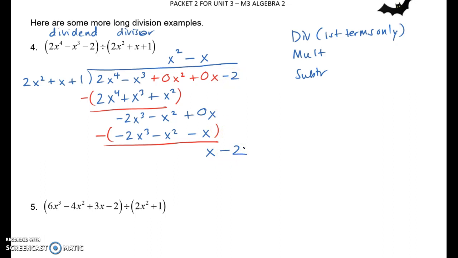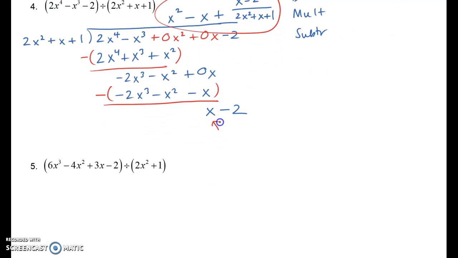So there are two clues here that I'm done dividing. One clue is that x minus 2 has fewer terms in it than the divisor. And the other clue is that it has a smaller degree than the divisor. So the x minus 2 is my remainder, which I'm going to add on at the end. And that's my answer. So I'm just going to add a note in here. This has fewer terms and smaller degree than the divisor. So that's why we stopped dividing there.